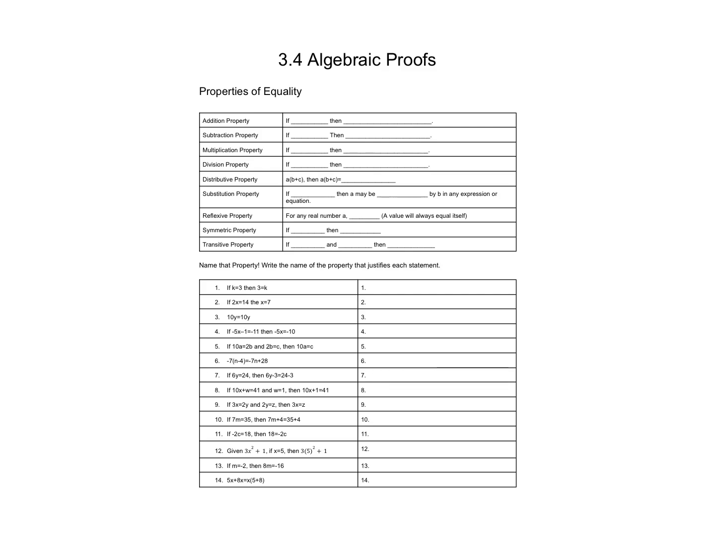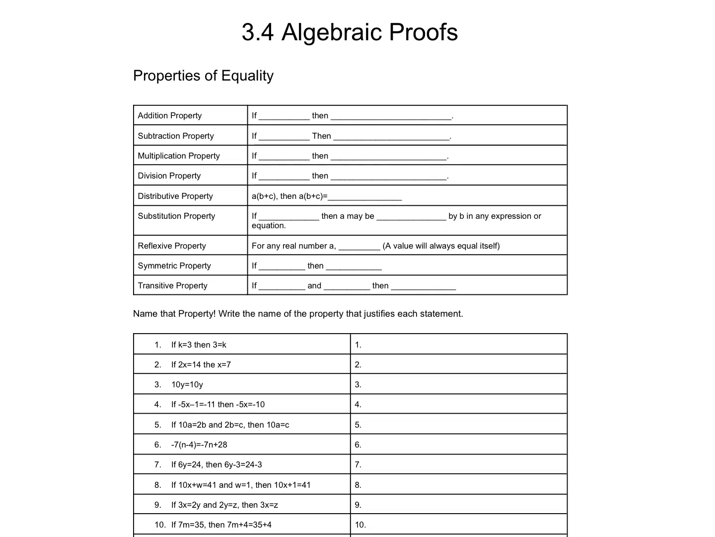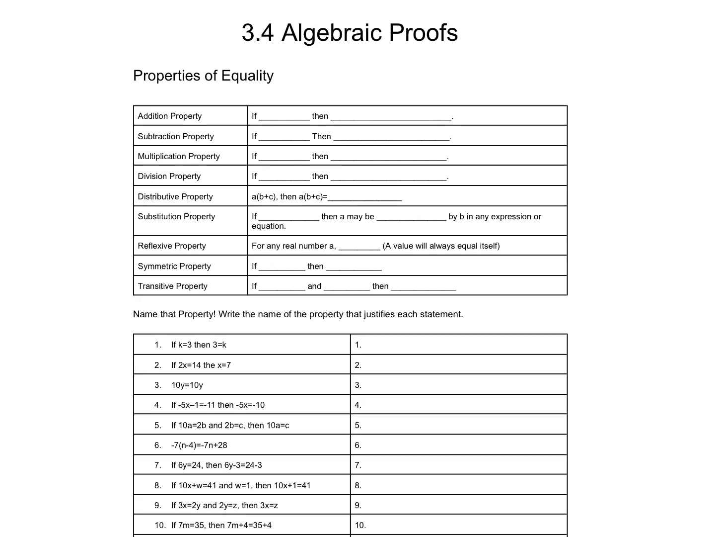All right, today we're going to start our notes on Unit 3.4, talking about algebraic proofs. We're going to start off by talking about just the properties of equality. Those are properties that you've been using to solve equations ever since day one. Now we're just going to refresh our memory on those properties.